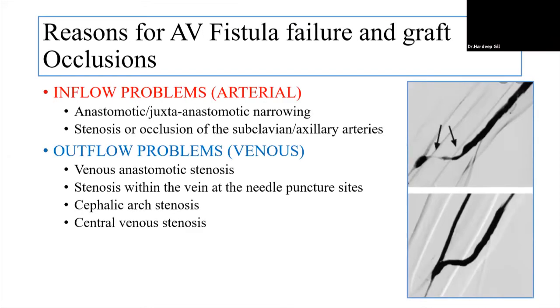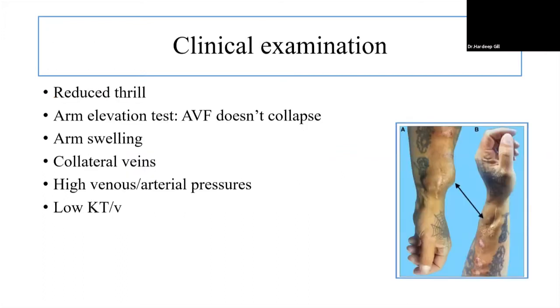Now, reasons for an AV fistula failure and graft occlusions are divided into inflow problems and outflow problems. So inflow problems are arterial. This is anastomotic or juxta-anastomotic narrowing, or stenosis of the inflow arteries. So stenosis or occlusion of the subclavian or axillary arteries. And outflow problems are mainly venous. So venous problems happen at venous anastomotic sites, stenosis within the vein at the needle punch sites, at the cephalic arch where the cephalic vein joins the axillary vein, or central venous stenosis. That leads to an outflow problem, venous outflow obstruction.